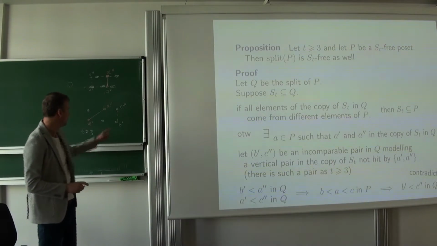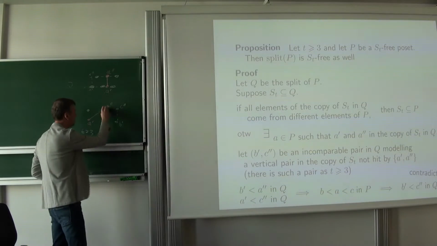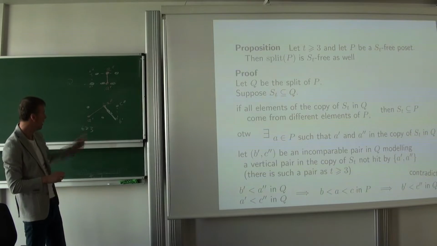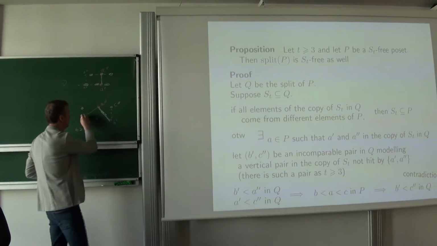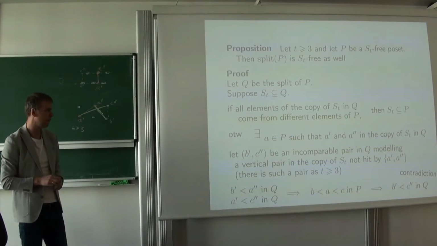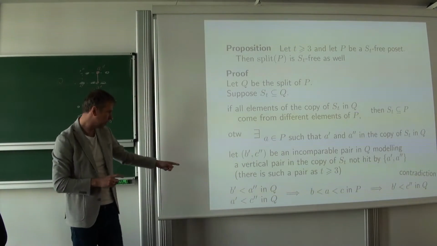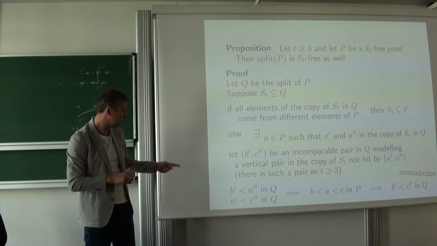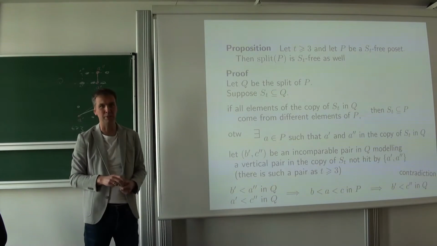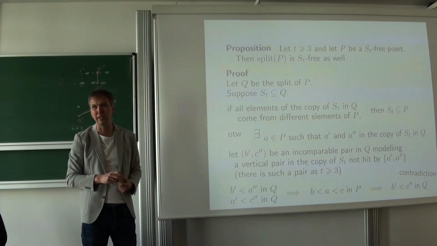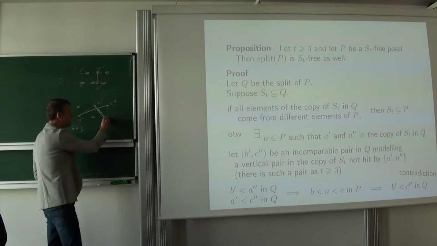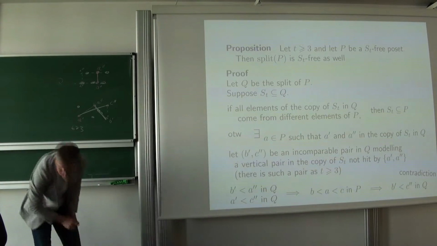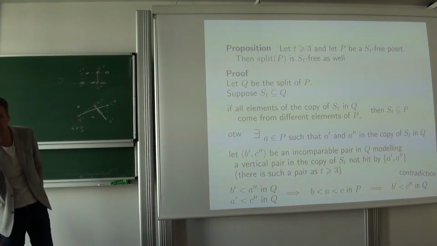What do we know? B prime is less than A double prime, because it's a standard example. A prime is less than C double prime, because it's a standard example. But this relation in Q, B prime less than A double prime, means that B is less than A in the poset. A prime less than C double prime in the split means that A is less than C in the poset. So B is less than C in the poset, which means that B prime should be less than C double prime in the split. Doesn't make sense. So it just doesn't happen, and we have the proposition proved.